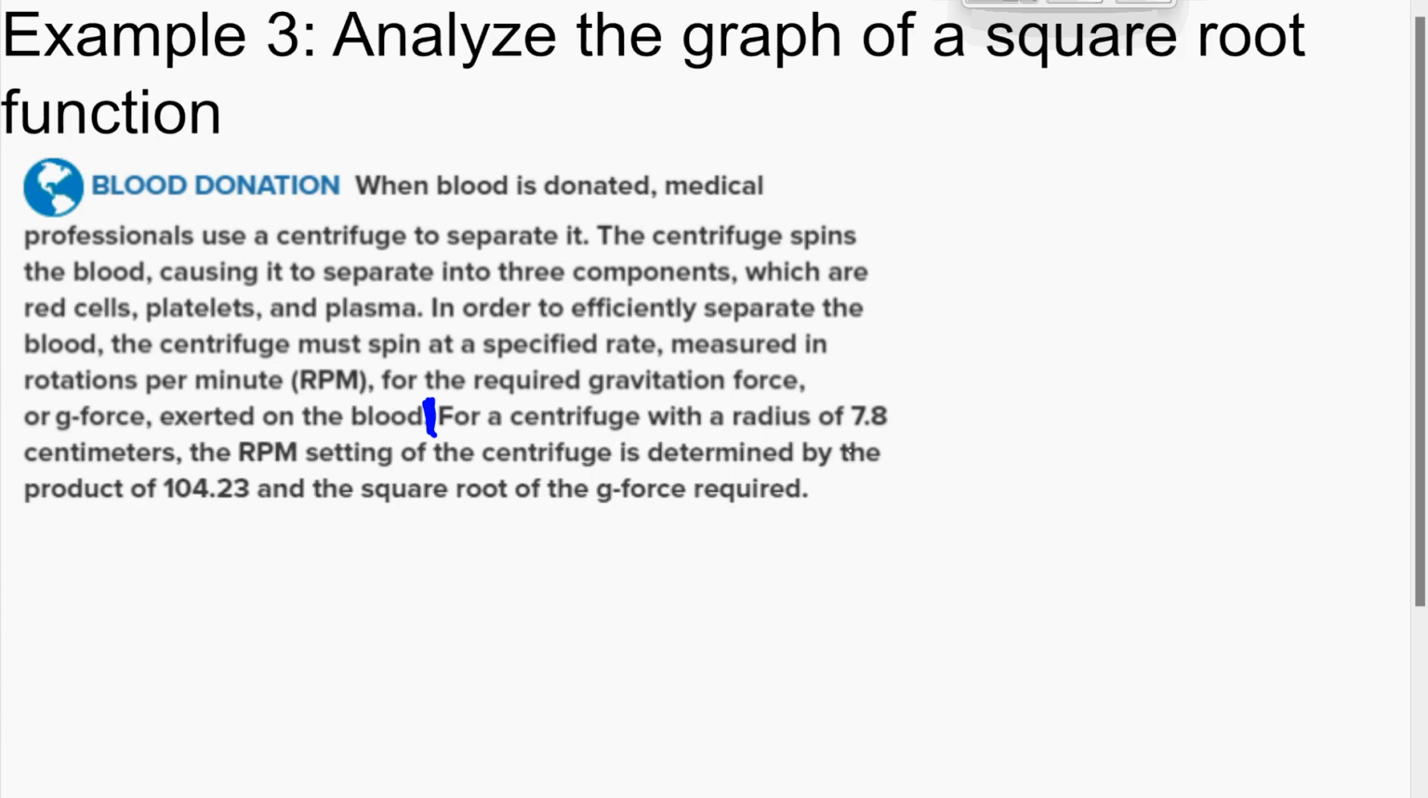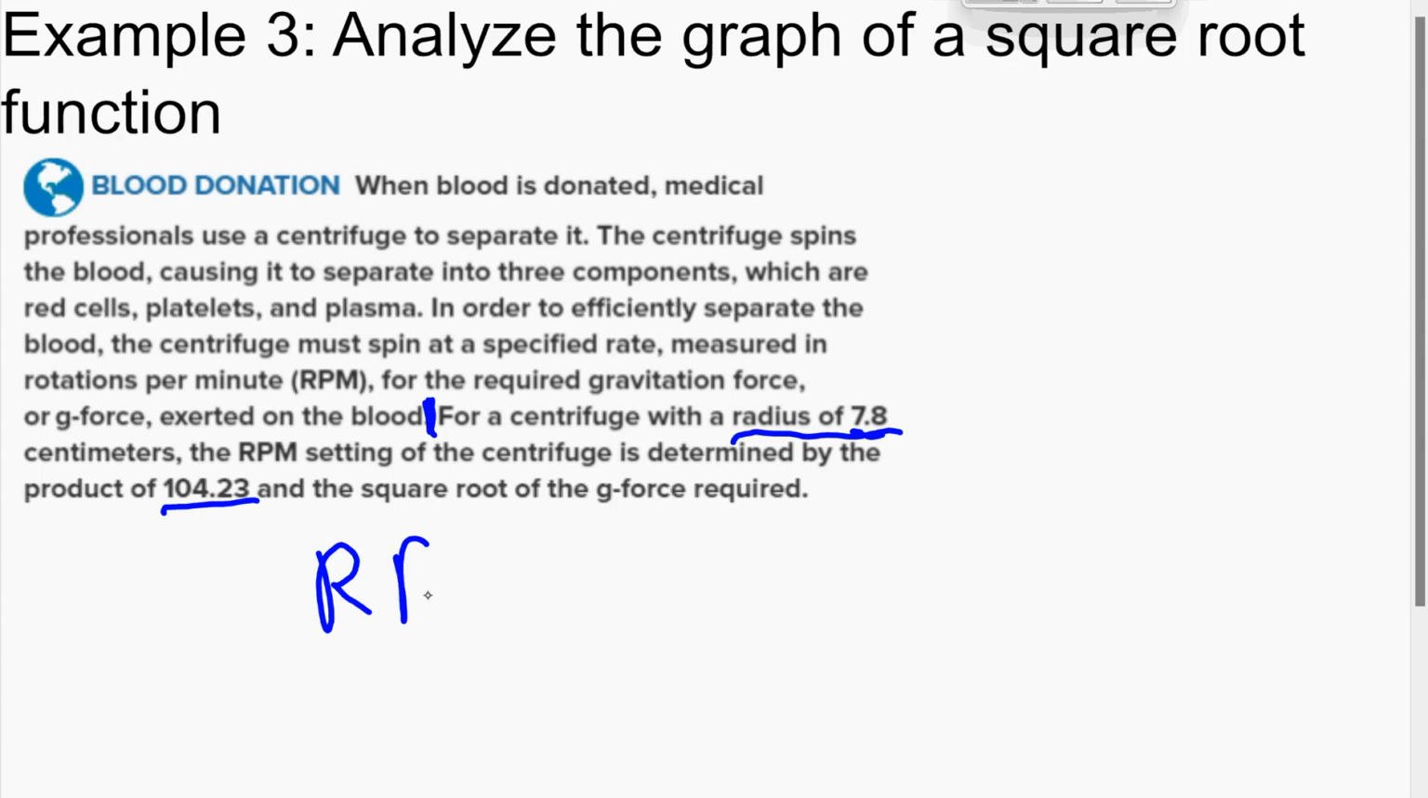For a centrifuge with radius of 7.8 centimeters, the RPM setting of our centrifuge is determined by, so really even the center point, 7.8, we're really not even going to use that. It's just, again, kind of setting the stage. This formula only comes when I have a radius of 7.8. So the RPM setting of the centrifuge is determined by the product, so that means multiplication, of 104.23 and the square root of the g-force, right? So it's really our RPM setting of the future is determined by the product.